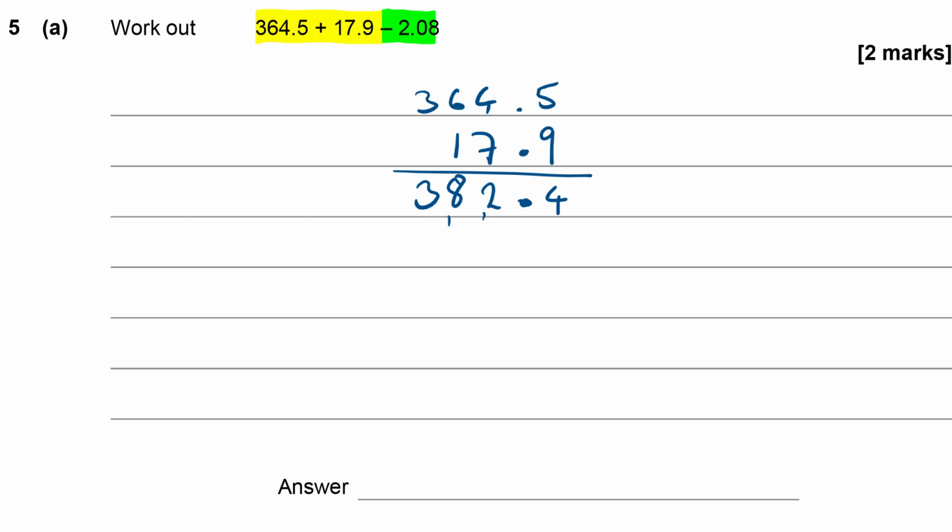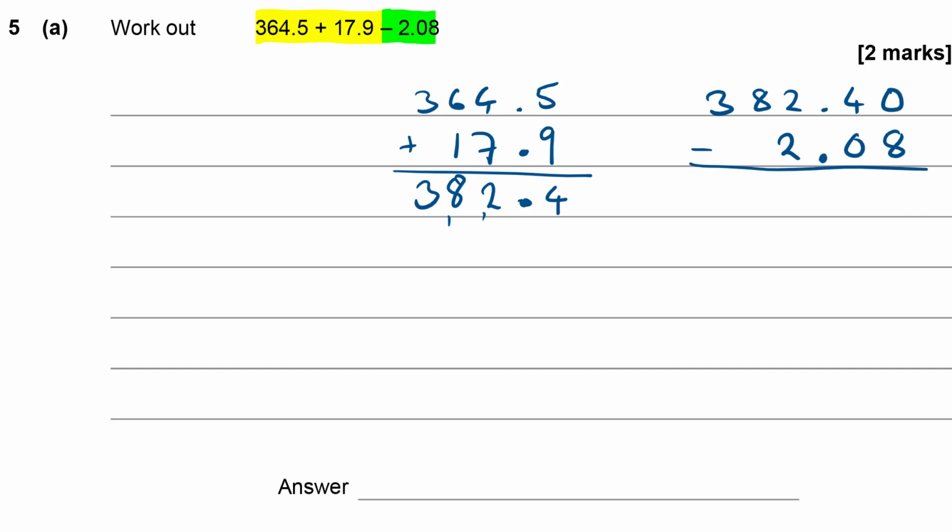Next, I need to subtract the 2.08. Now again, with subtraction, I just need to make sure I line up the decimal points correctly. So the decimal point of my subtraction should be there. So now I've got 2.08 to subtract. Now notice I haven't got a number above the 8, so I can just fill in an extra 0 there, just so that I've got the same number of digits. Should make it a little bit easier to do the calculation.